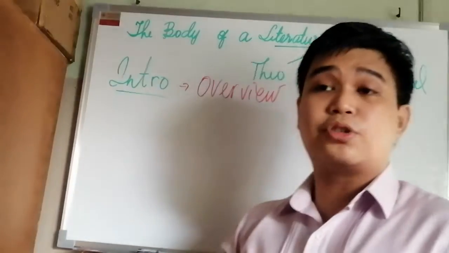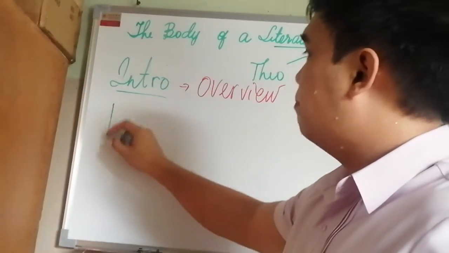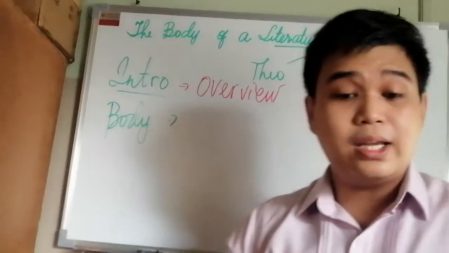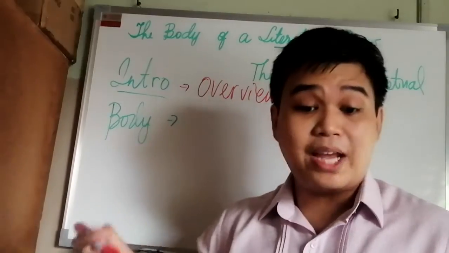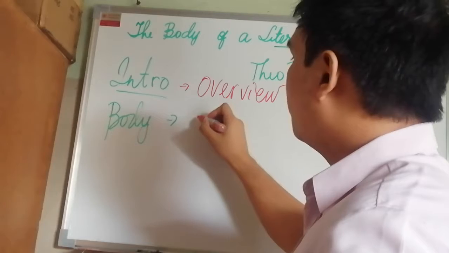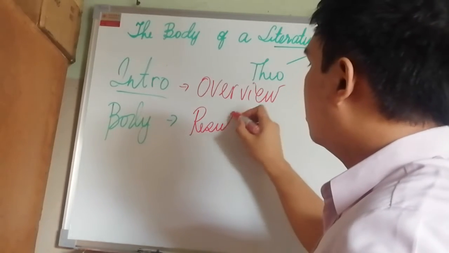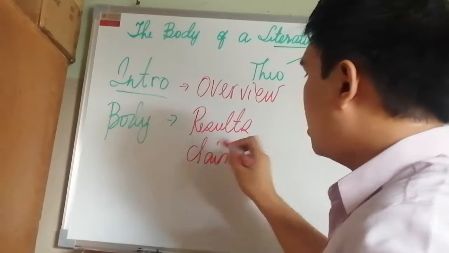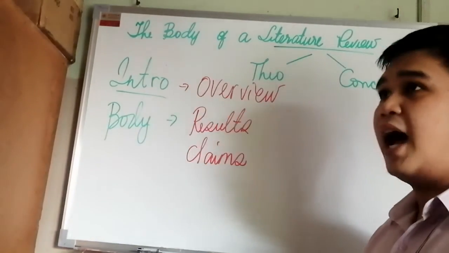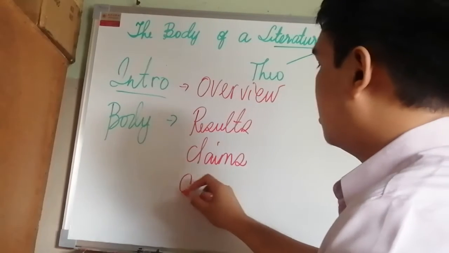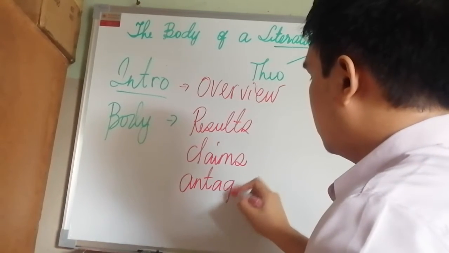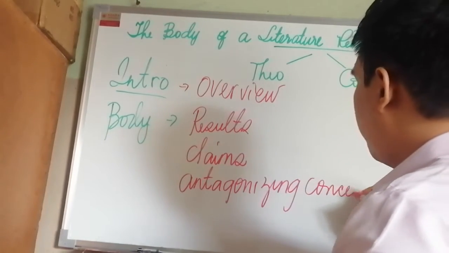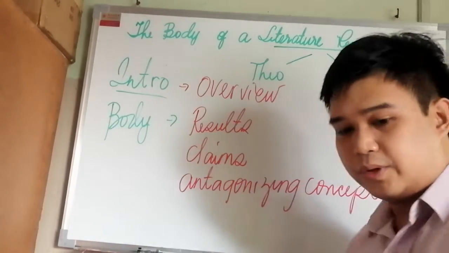In the body of the literature review, we are providing research-based results. Okay? We are providing results. We are providing claims. We are also providing some antagonizing concepts about our research study.